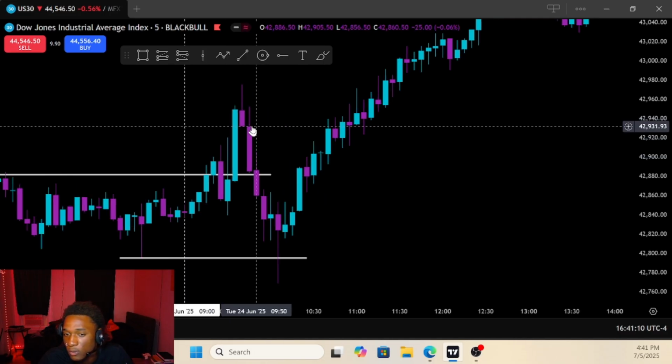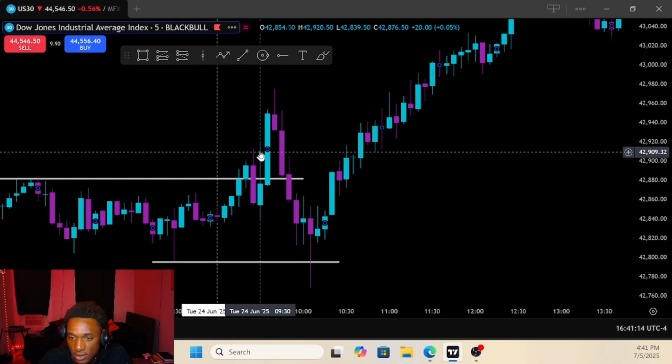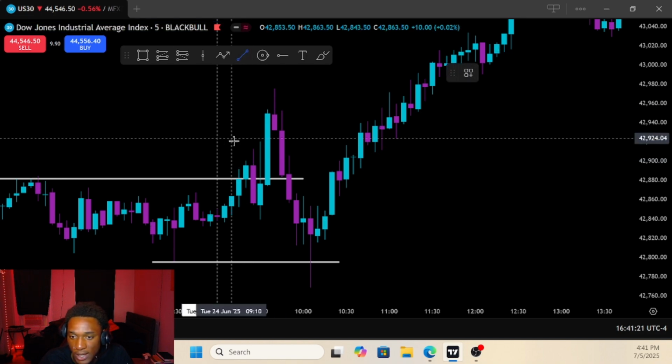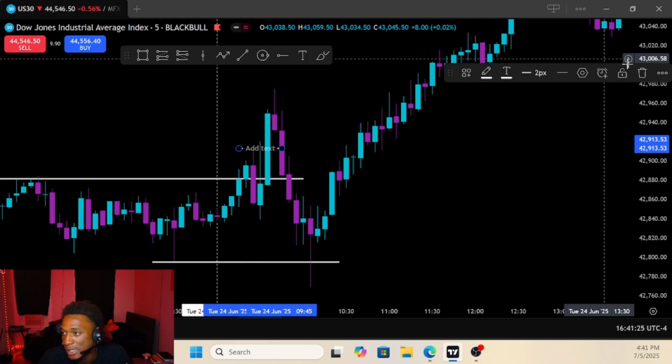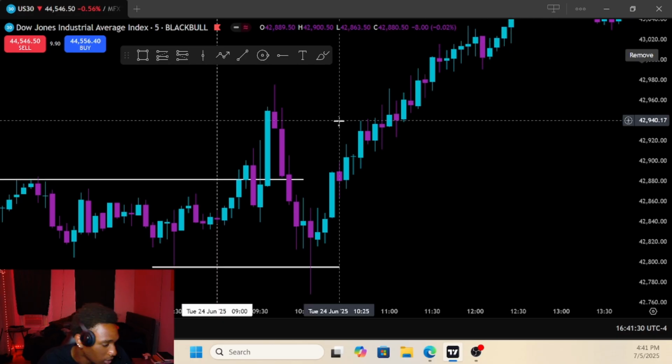Now the only reason why I wouldn't have taken this trade was because we didn't have a good amount of volume on that 9:30 candle, right? As you guys can see, we barely broke above this high right here. If we put a line right here, you'd see that the candle barely broke above, right? Now, like I said, we did have news on this day, so I was gonna trade anyway.